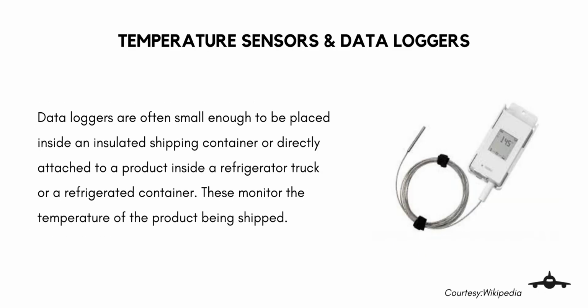Temperature sensors and data loggers. Data loggers are often small enough to be placed inside an insulated shipping container or directly attached to a product inside a refrigerator truck or a refrigerated container. These monitor the temperature of the product being shipped. Modern digital data loggers are very portable and record the actual times and temperatures. This information can be used to model product degradation and to pinpoint the location and cause of excessive exposure. Data loggers and temperature sensors play a very vital role in shipping vaccines, blood banks, etc.